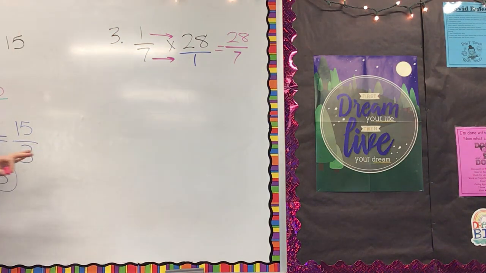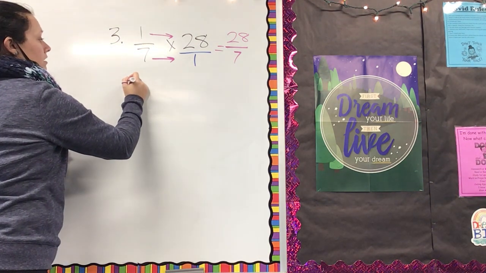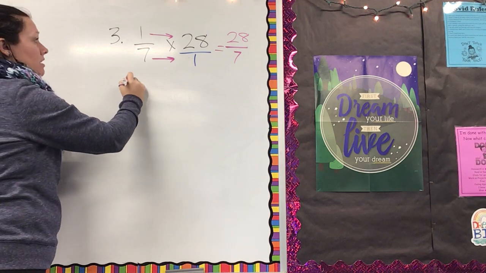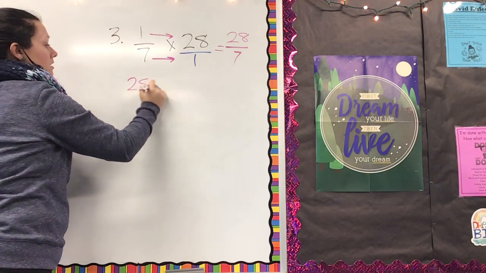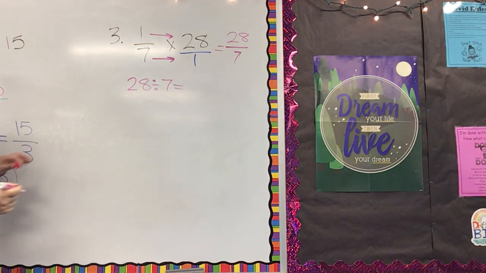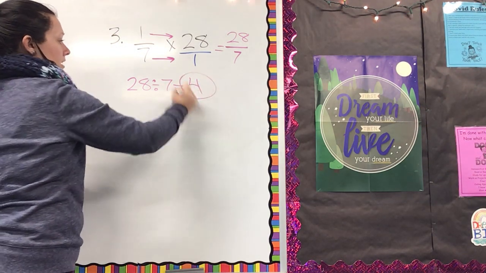Can I leave it? Am I done? No. No, what's wrong here, Charlie? It's an improper, so you have to simplify. Very nice. And what am I dividing by, Sophia? 28 divided by 7. Everybody, what is 28 divided by 7? Very nice. Are we done?